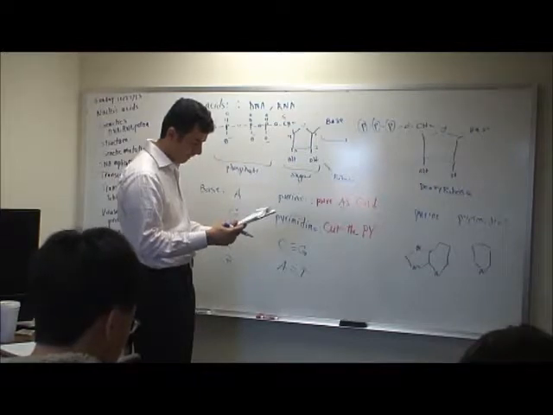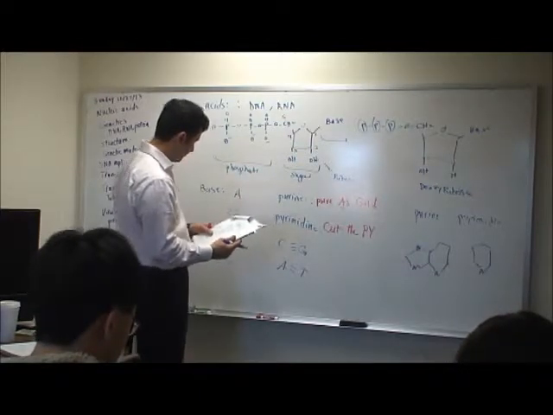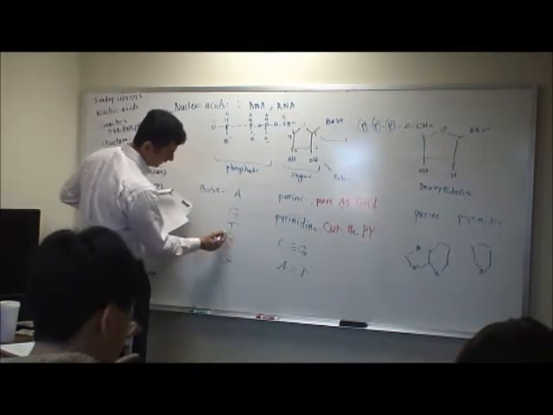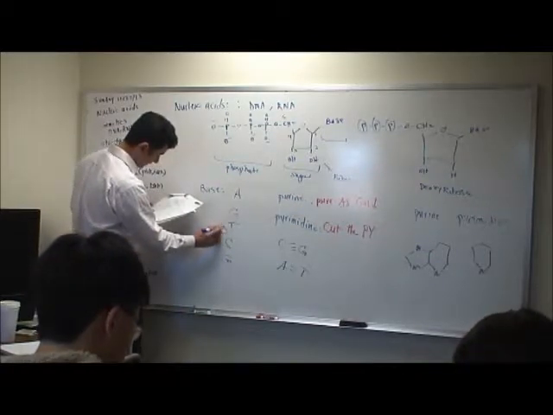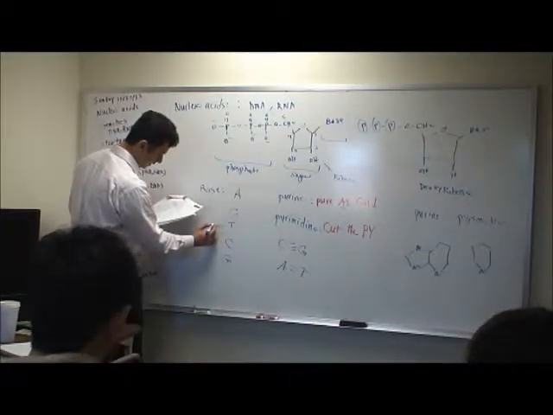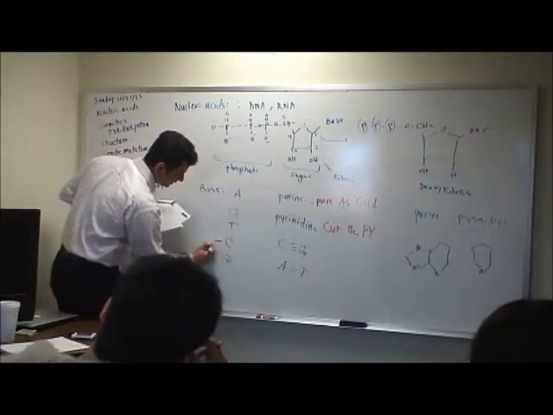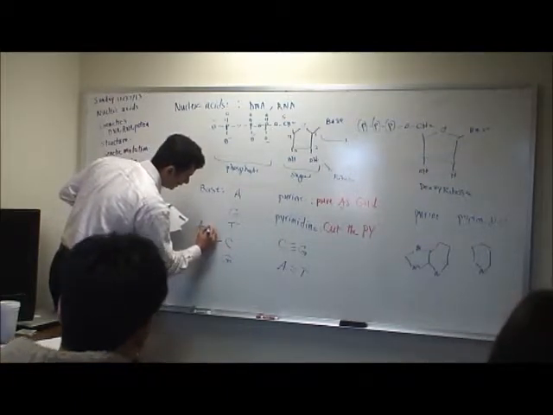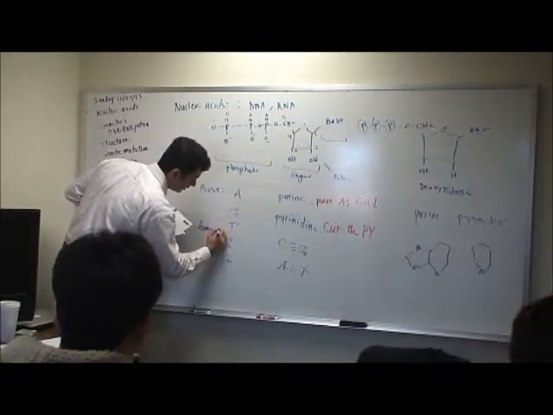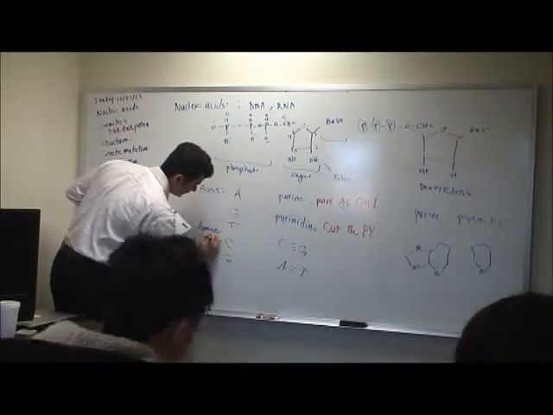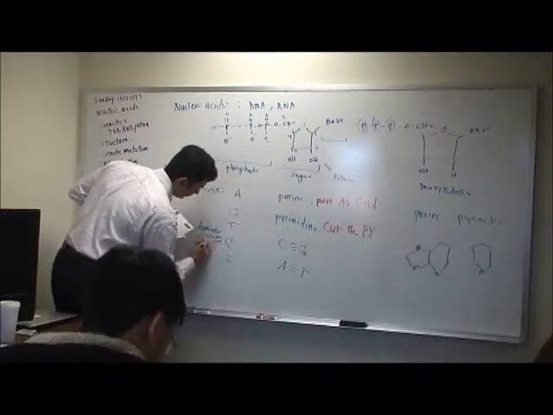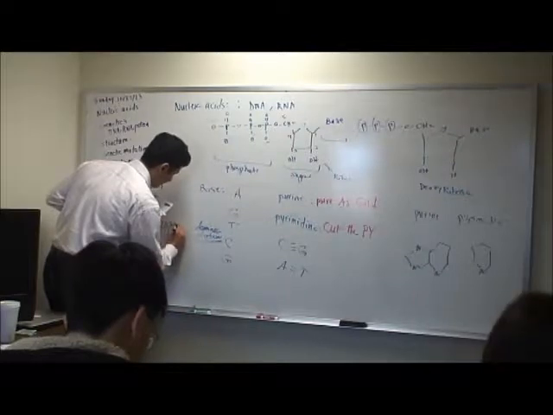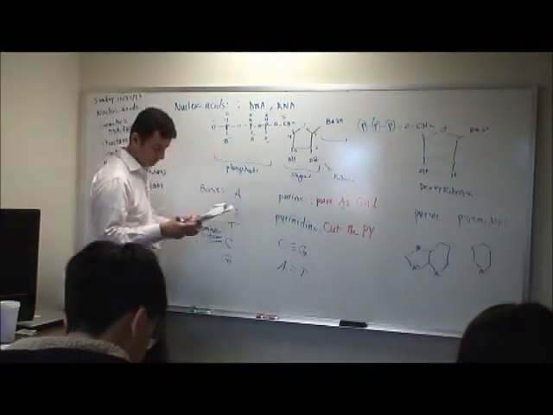And I have one note here. The way you get uracil: if you have cytosine and you do deamination of cytosine, you end up getting uracil.